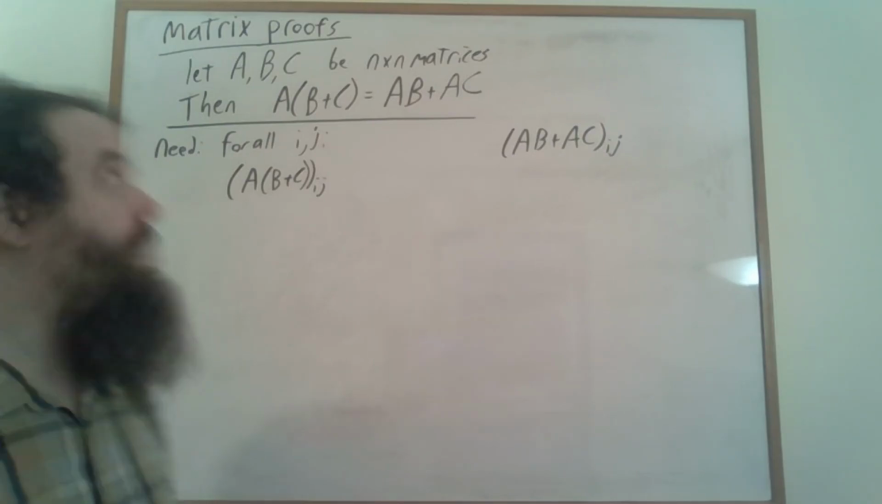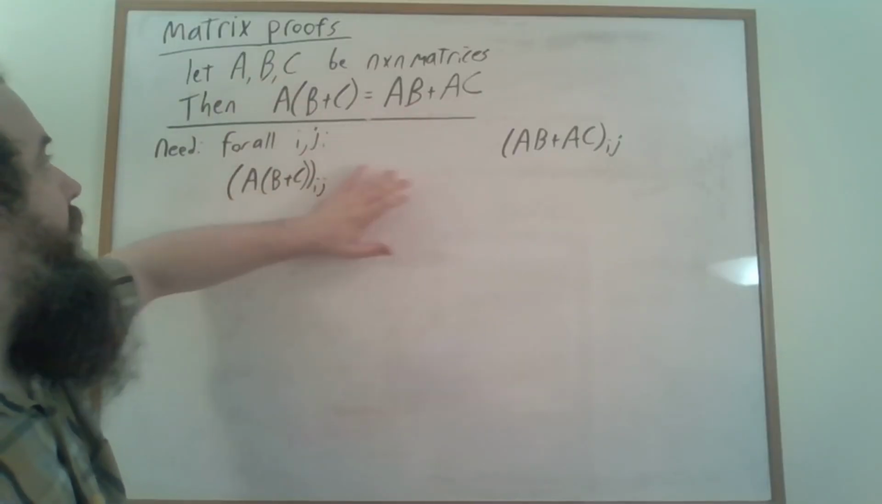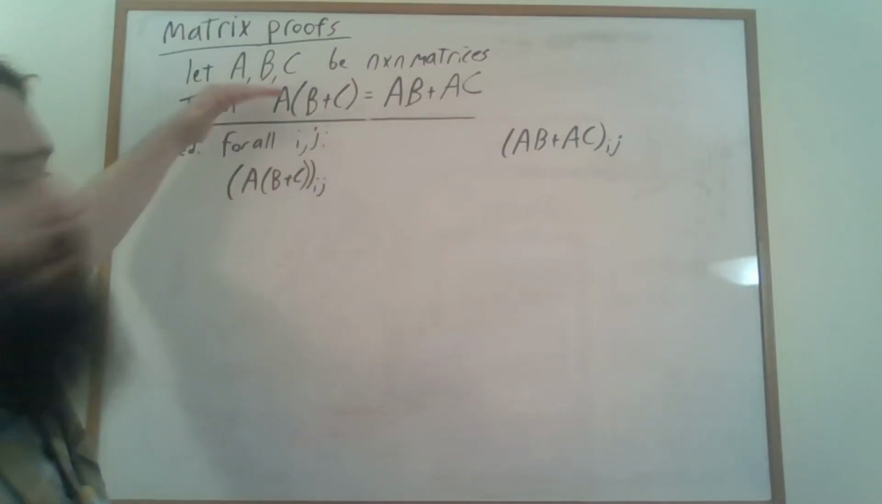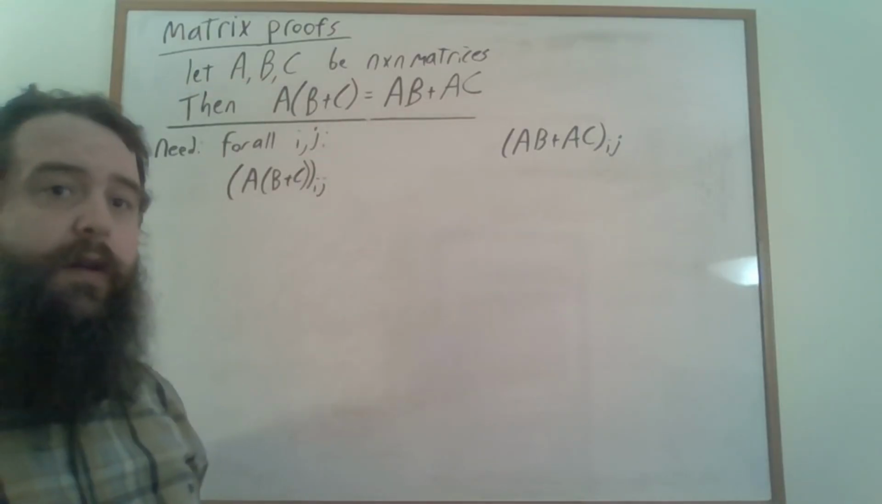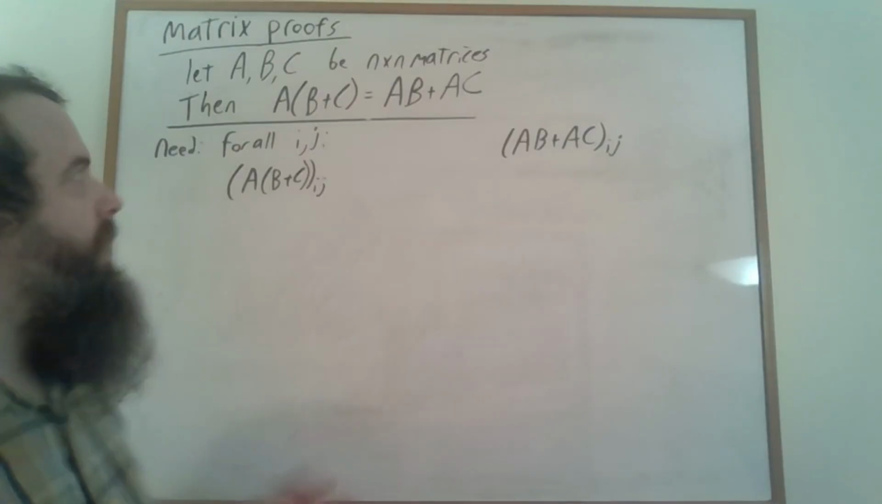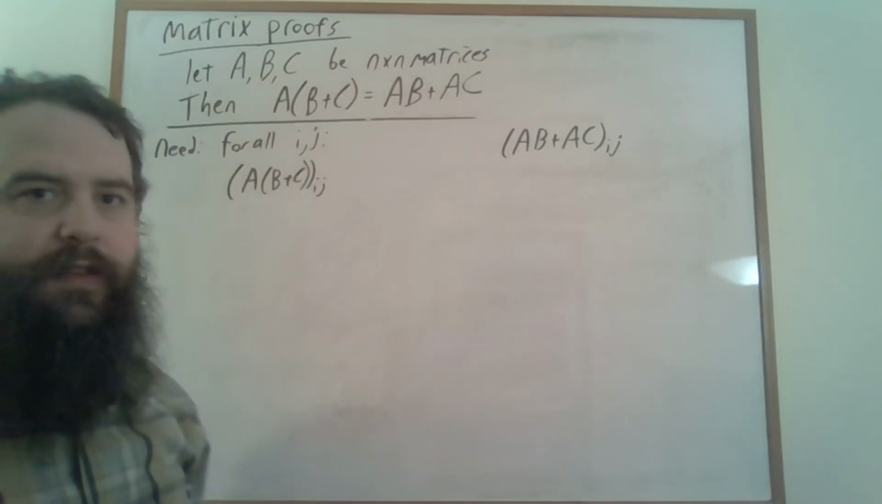And the way that we do that is we assign variables to the matrices, and we try to prove that our equality holds without making any sort of assumptions on our initial variables, on what sorts of matrices they are, other than, well, in this case, we're restricting them to be n by n matrices.